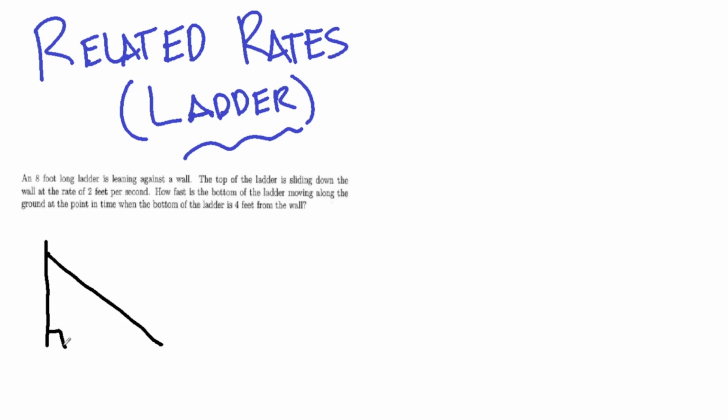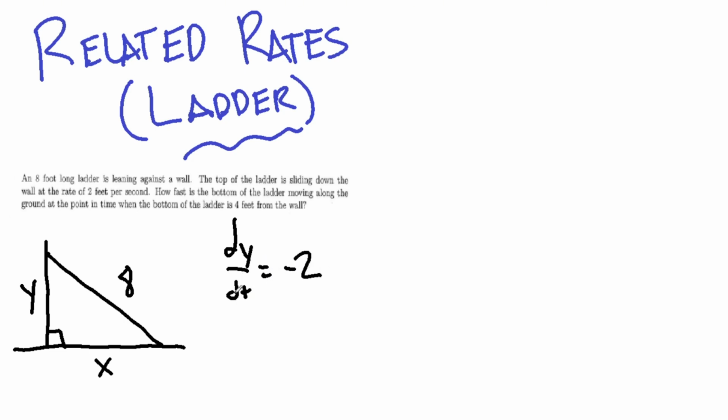So the ladder remains at a constant length. It's always 8 feet long. So we can just write 8 for this side because it's constant. The top of the ladder is sliding down the wall, like I said it usually would be. We'll call this side y and this bottom side x. So the tip of the ladder is sliding down the wall at a rate of 2 feet per second. So dy/dt equals -2, because it's decreasing at a rate of 2 feet per second. It's getting smaller at a rate of 2 feet per second.